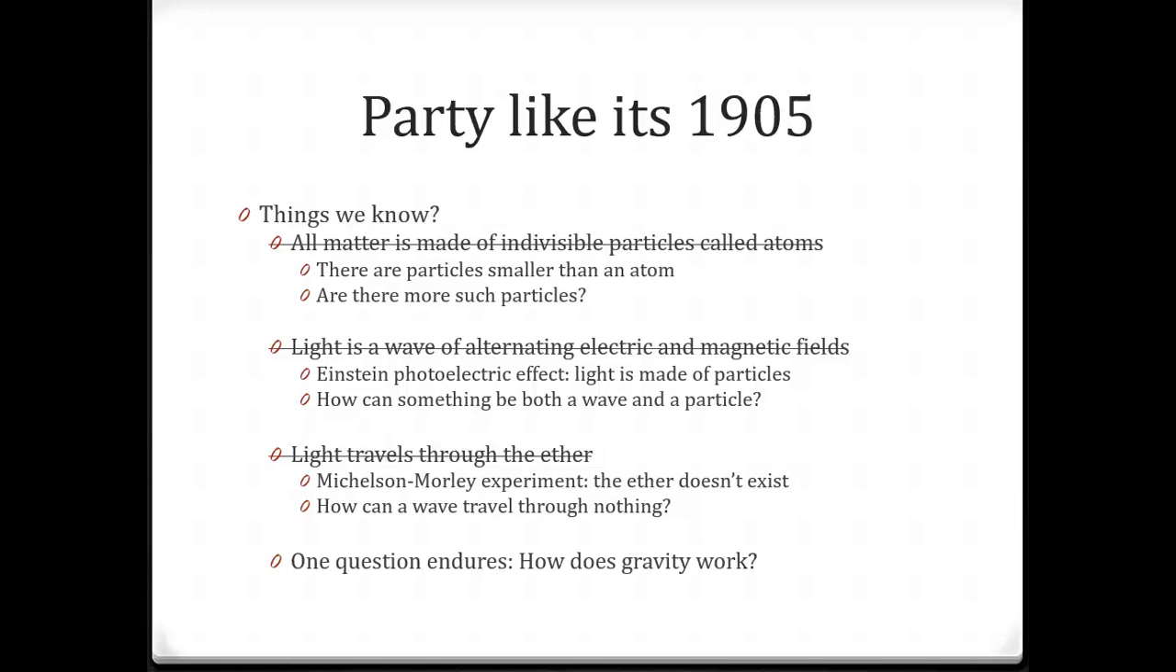So that's basically what J.J. Thomson happened upon. It works out that J.J. Thomson won a Nobel Prize for this experiment. The second one, light is a wave of alternating electric and magnetic fields. Well, that seems to be pretty safe until Einstein shines some beams of monochromatic light on pieces of metal and gets electrons ejected from them.